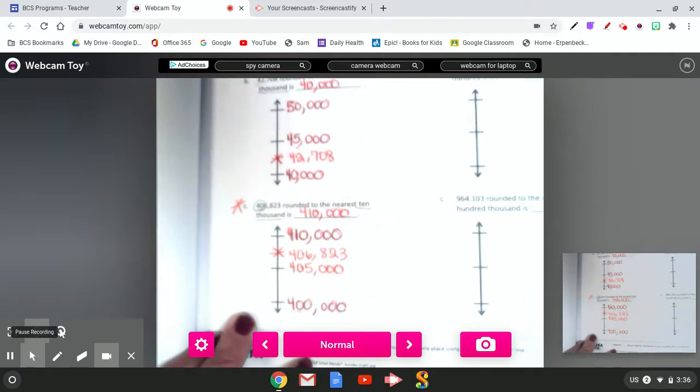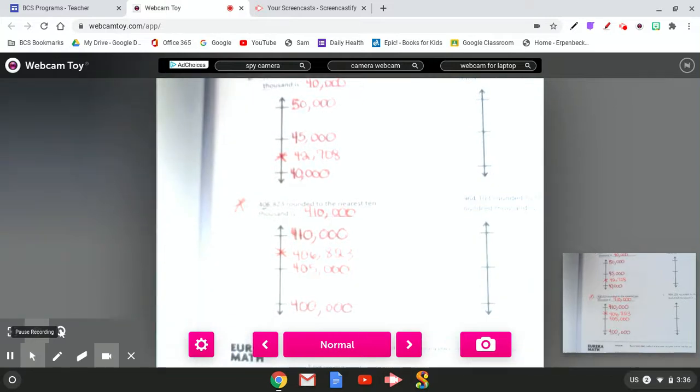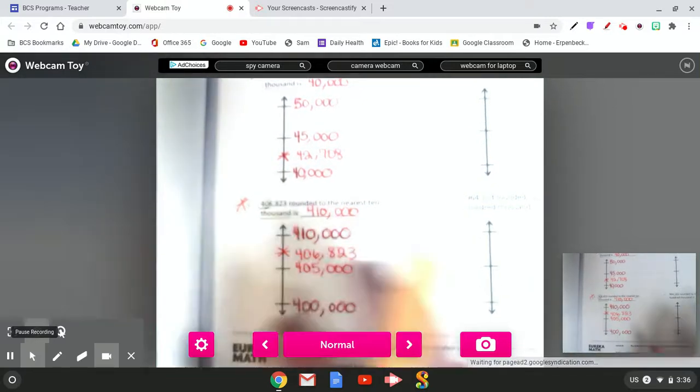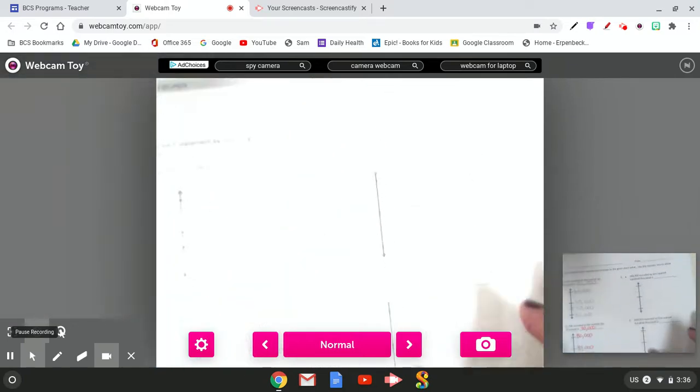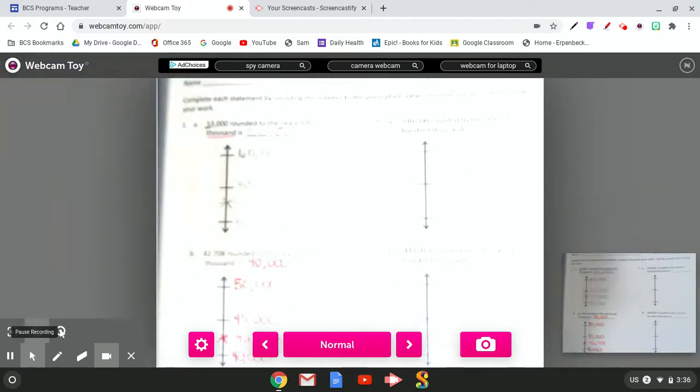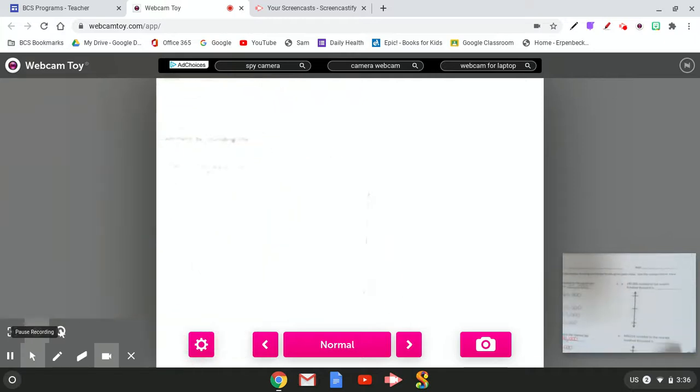All right, moving on, we're going to go over to number 2 now, and we're going to change our focus from rounding to the nearest 10,000 to the nearest 100,000. So a lot is the same in our strategy. We are going to look at our number.